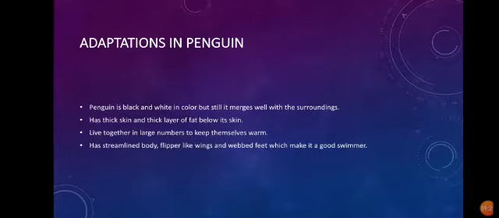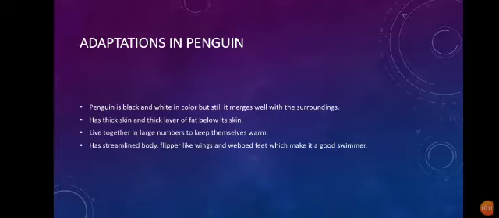Penguin is black and white in color, but still it merges well with the white background of ice and snow. Number 2, penguin has a thick layer of skin and a thick layer of fat below its skin, which protects them from extreme cold, unlike the polar bear. Next, number 3, penguins always live together in large numbers. Why do they live together in large numbers? Because they huddle together to keep themselves warm. Okay, in crowded places, what you will find? You will find that the temperature suddenly becomes hot, isn't it? So that's why the penguins live in clusters, in order to keep themselves warm.